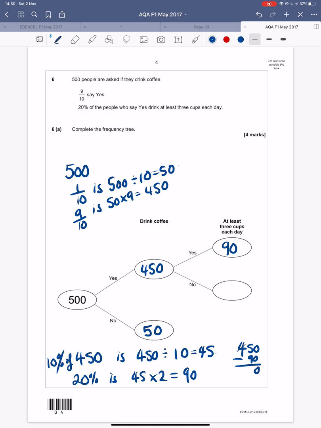0 minus 0 is 0. 15 minus 9 is 6. So it's 360 people. Don't drink that much. Don't drink 3 cups a day.